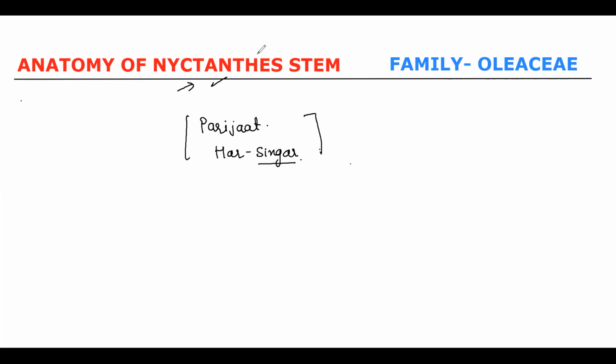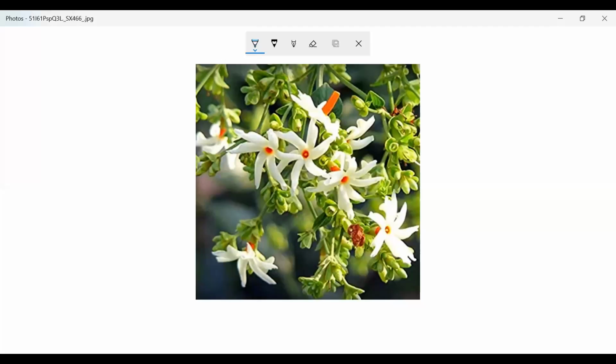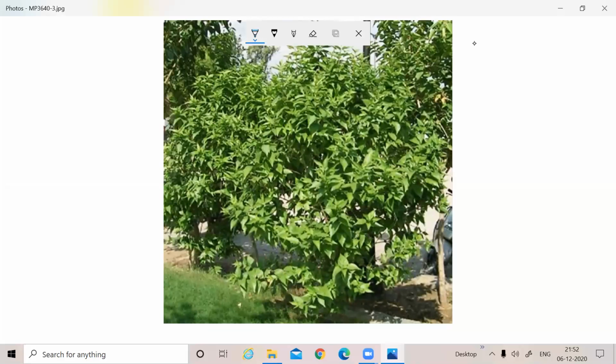So if you look at the structure of the Nyctanthes, it will look like this. These are the beautiful flowers of the Nyctanthes plant or the Harsingar plant. These are the flowers, beautiful white flowers having an orange radii in the center. This is how the vegetative structure looks like. ये plant है पूरा vegetative structure and the previous one are the flowers.